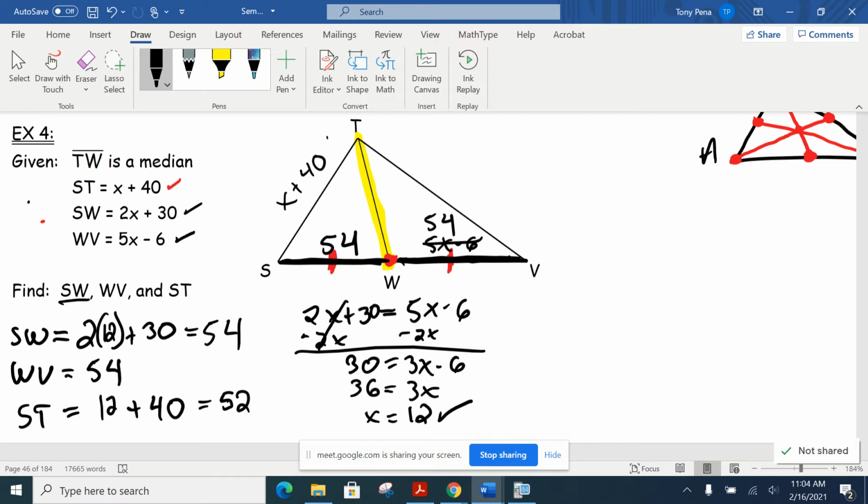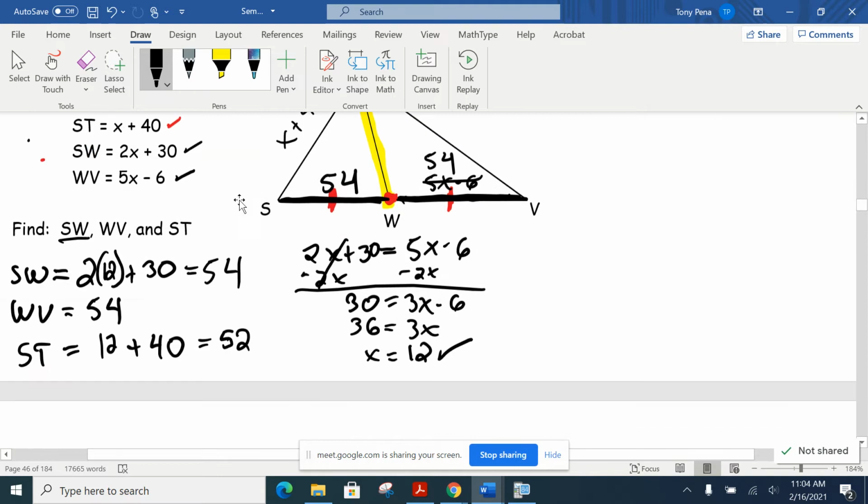Okay. So good brain teasers a little bit. Problem solving, putting a lot of ideas together, a lot of steps here. All right. So that's how we can use our median.